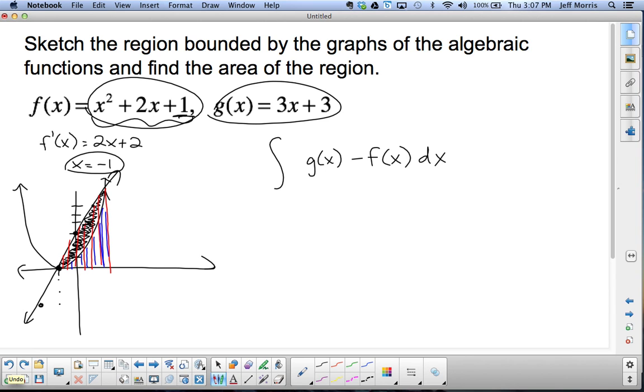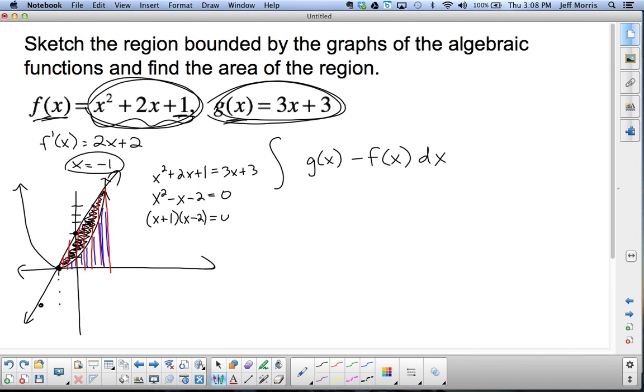I know this one's -1, but if you don't know what those values are, all you have to do is take the two equations and set them equal to each other since they both equal y. g of x and f of x are both y's. So I'm going to have x squared plus 2x plus 1 is equal to 3x plus 3. When I solve and set it equal to 0, I'm going to have x squared minus x minus 2 equals 0. So I'm going to end up with x plus 1, x minus 2 equals 0. So I end up with x equals -1, which is the one we already knew. And then the other one is x equals 2. So I'm going to bound it from -1 to 2.